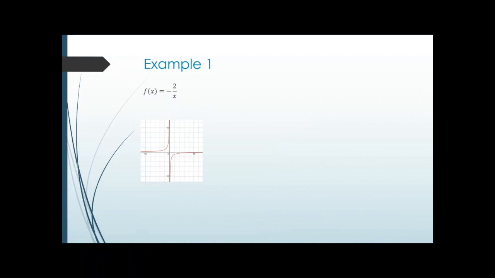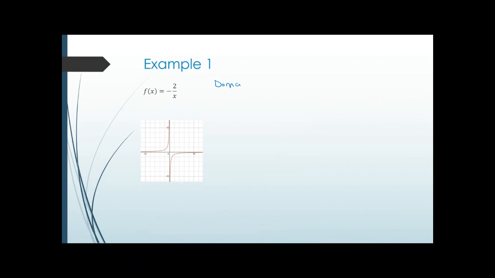Okay, so example 1, and for all of these I provided the graph so you can see visually what we're finding. But on the assignment you don't have the graph. You're welcome to graph it if it helps you. So this first example, I have f of x equals -2 over x. So let's start with the domain.